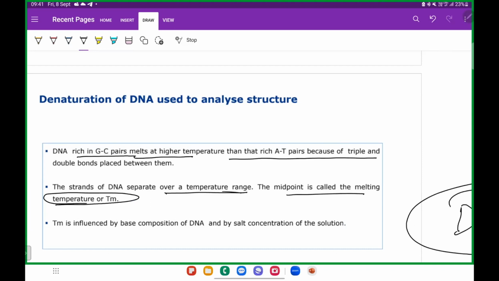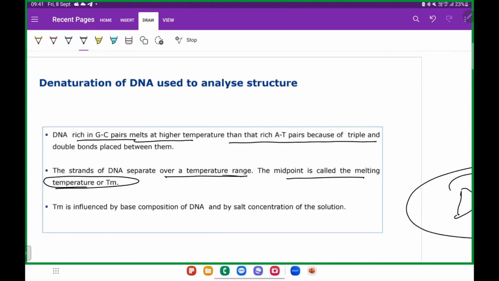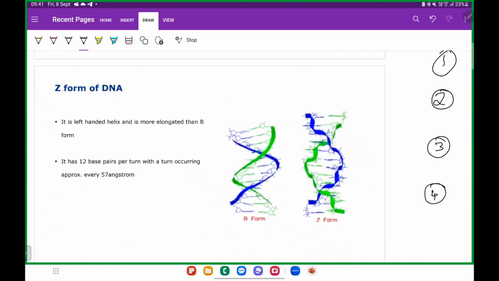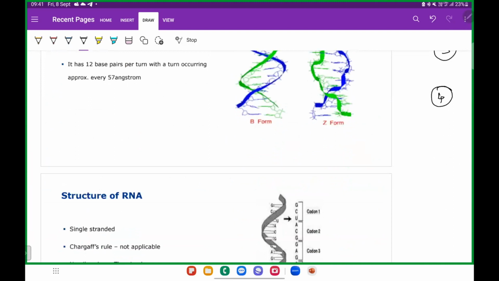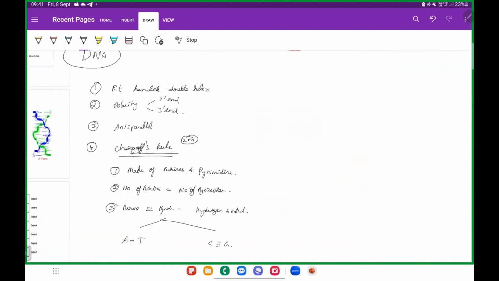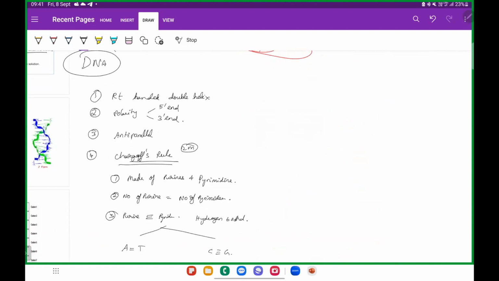Okay, so you are going to use formamide, which is used for studying DNA denaturation. Okay, this is your Z form of DNA. Z form of DNA is going to be found in fungus. Okay, so this comes to the end. I want you all to copy this down. Once you copy this down, I will move on to the next one.